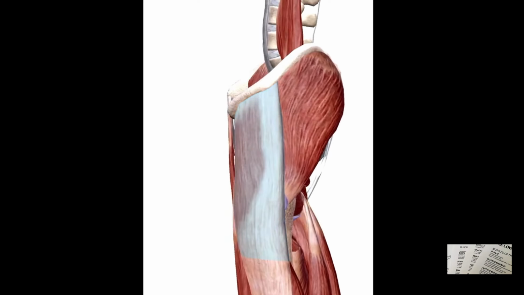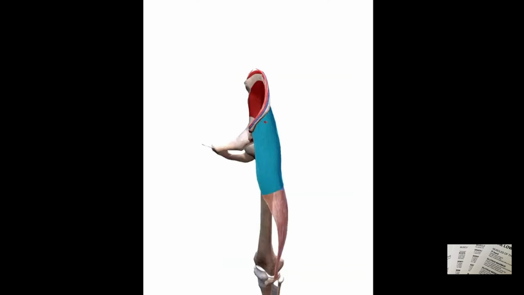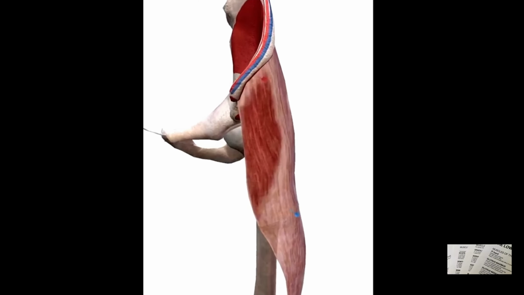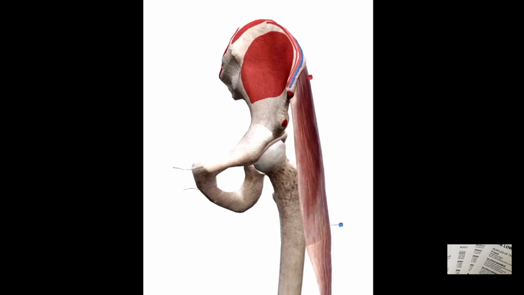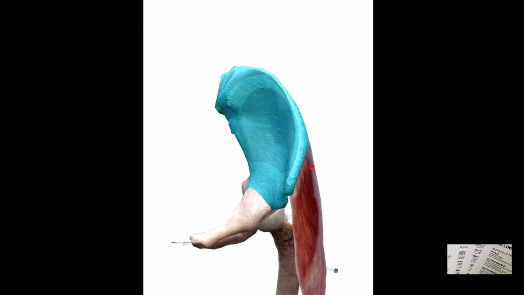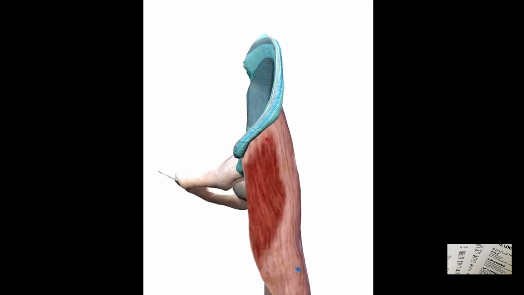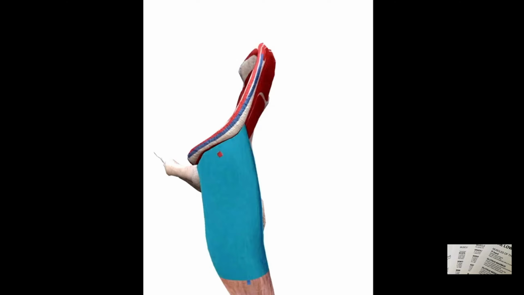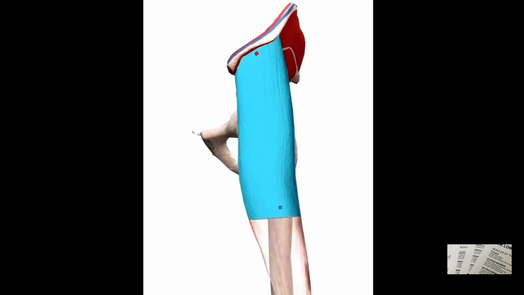Origin. Origin for the tensor fascia lata. That's right. Right there, you see it on the iliac crest. Right here, here's the ilium. And you can see it originated right there on the crest of the ilium. What about the insertion for the tensor fascia lata? What does the tensor fascia lata insert?